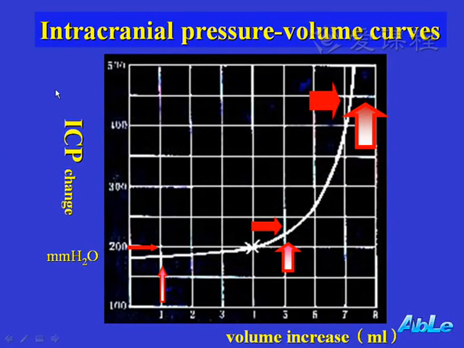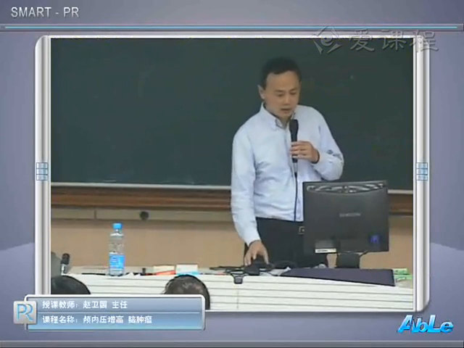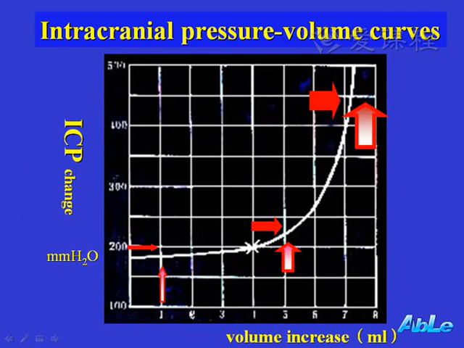Another picture is very important: the intracranial pressure volume curve. This mechanism tells us why intracranial pressure can be very critical and very dangerous. The x coordinate denotes the volume increase, and the y coordinate denotes the increase of ICP. If we have some basic mathematical knowledge, we can quite easily understand this picture.